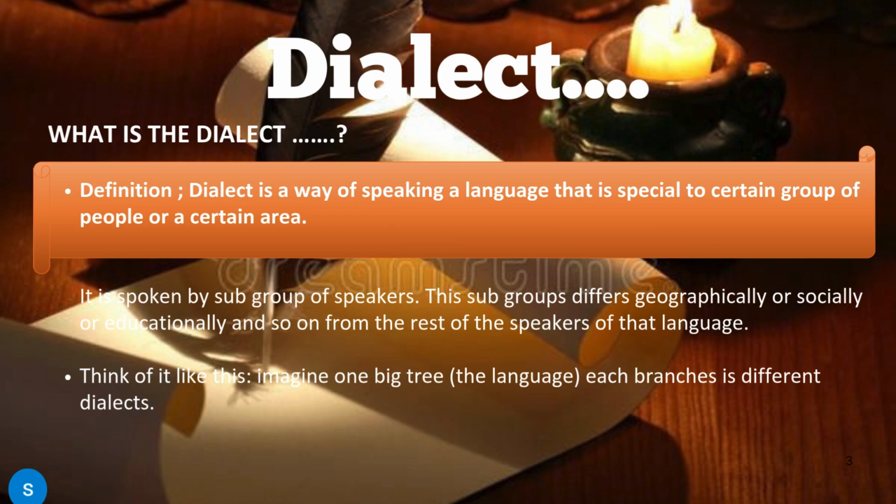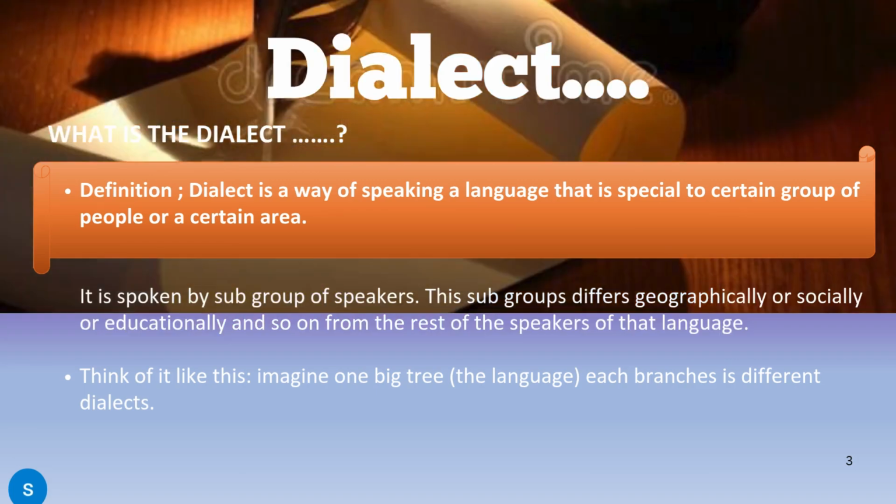What is a dialect? Dialect is a way of speaking a language that is special to certain groups of people or a certain area. It is spoken by subgroups of speakers. These subgroups differ geographically or socially or educationally and so on from the rest of the speakers of the language. Think of it like this. Imagine one big tree, the language, and each branch is a different dialect.